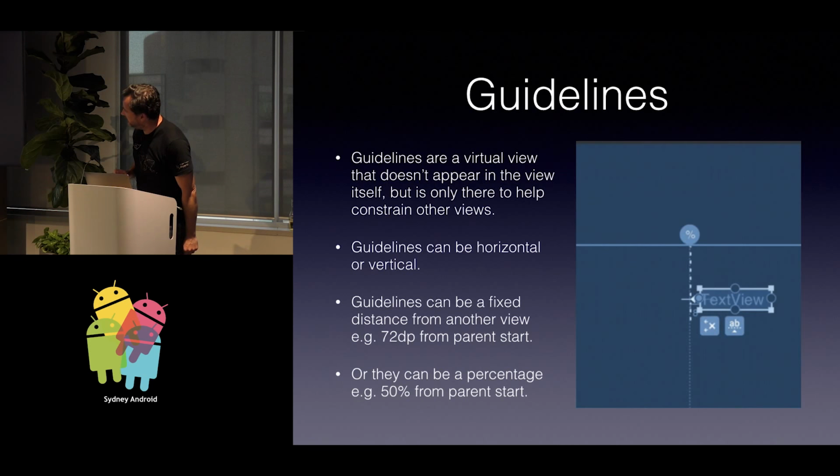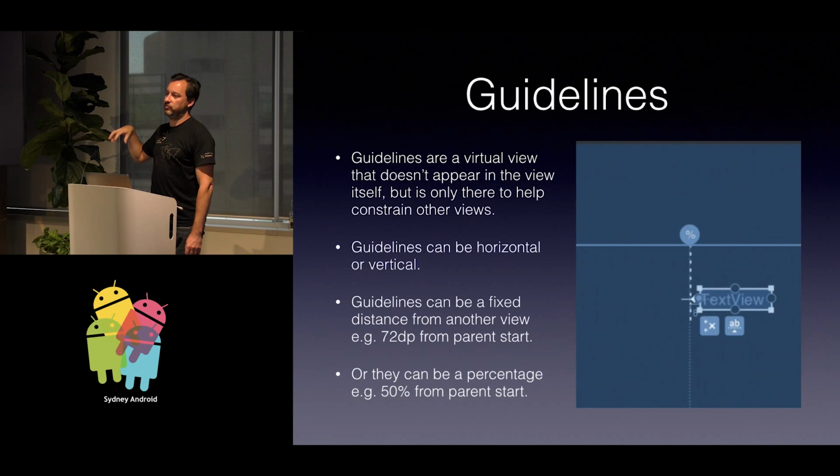Guidelines. Hopefully this image is not a bad screen grab. Again, you can see the virtual guideline in the middle, the dotted line going top to bottom. It's set as a percentage layout, which is why they've got the percent screen symbol at the top there. And we've got a text view, which is laid out against the guideline. This is a snapshot from the blueprint editor.